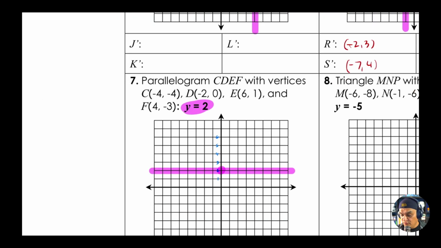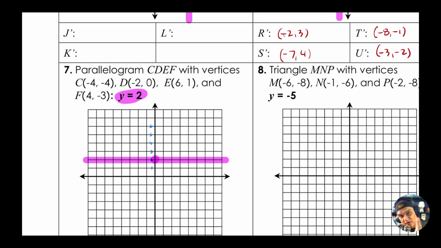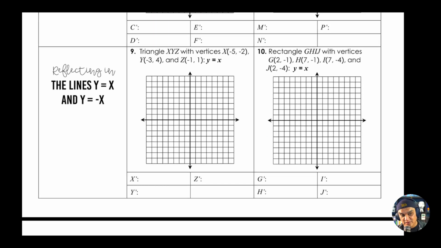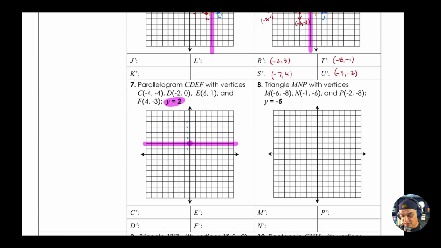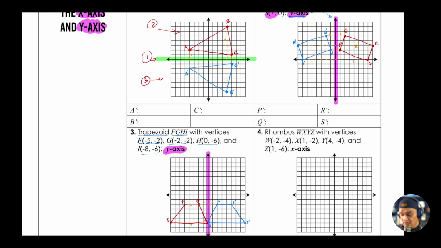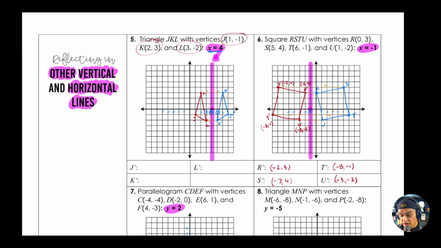Okay, so we'll go over these tomorrow. And what we're also going to go over tomorrow is now we have some diagonal lines. Those are a little bit more difficult. So just make sure that you understand the x and y axis as your line of reflection, and other horizontal and vertical lines, x equals or y equals equations.